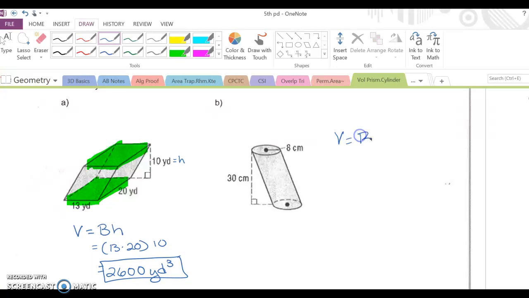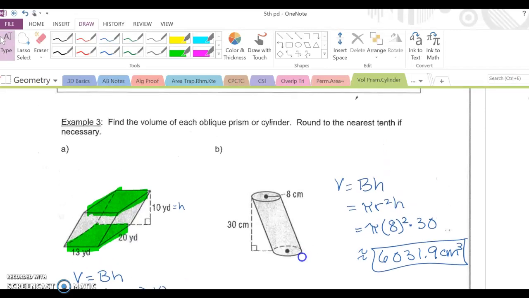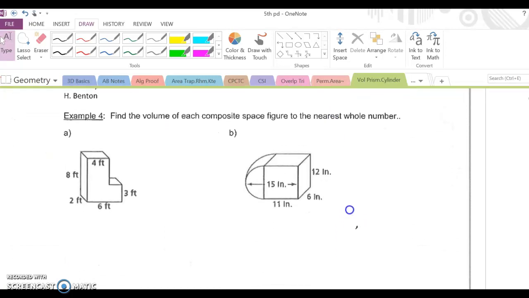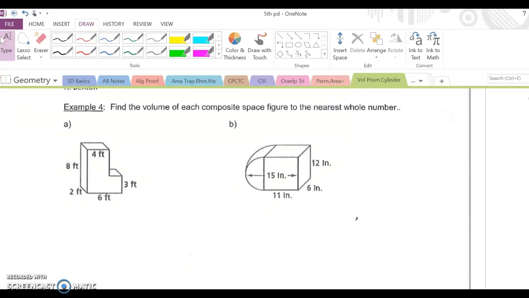Okay, same thing with the cylinder. Slightly different formula, more or less the same formula because it's still area of the base times height, right? So we have pi times, in this case our radius is 8 squared. Our height, our distance between our circles, is 30. So when I plug that in my calculator, pi times 8 squared times 30, that comes out to approximately 6,031.9 centimeters cubed.